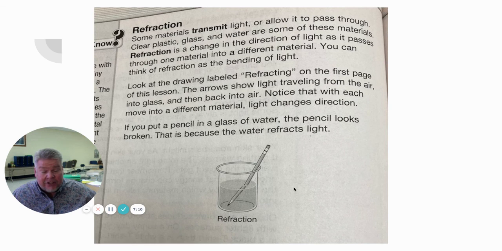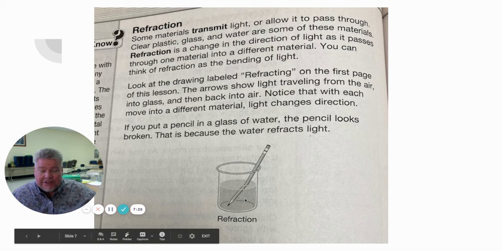All right, reflection, absorption, refraction. Reflection, bouncing off. Absorption, soaking it up like a sponge. Refraction, bending it because it's moving from air into water, which is a denser material.